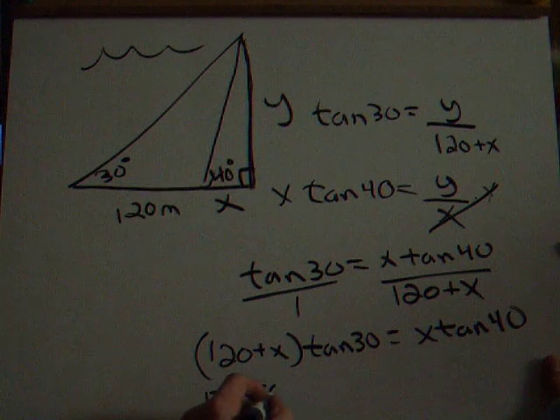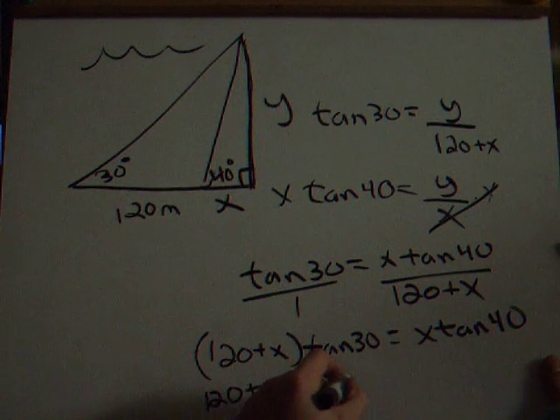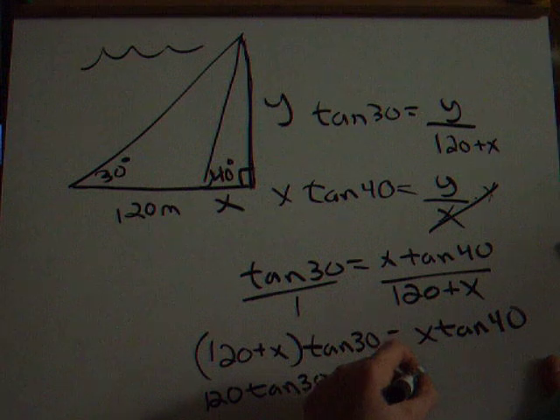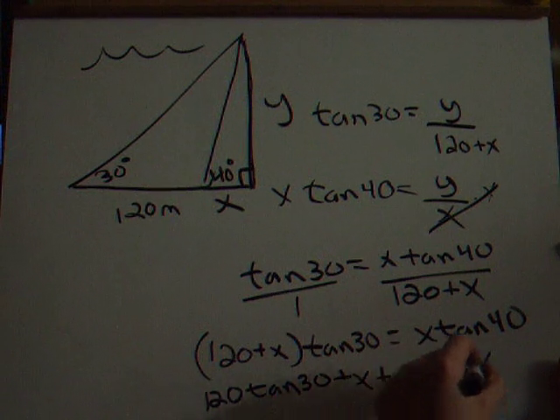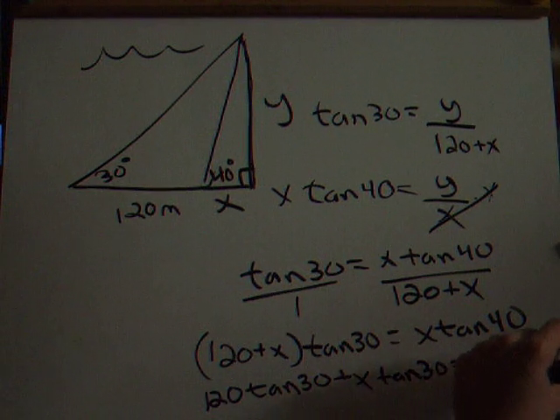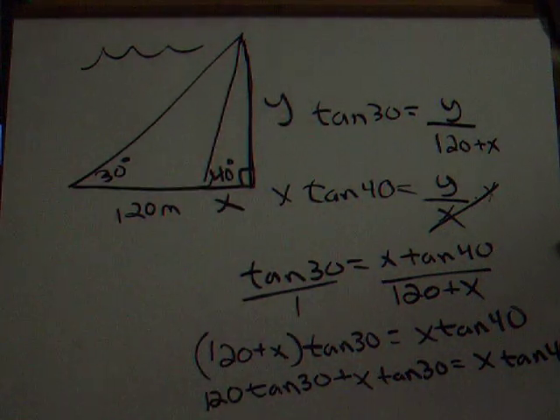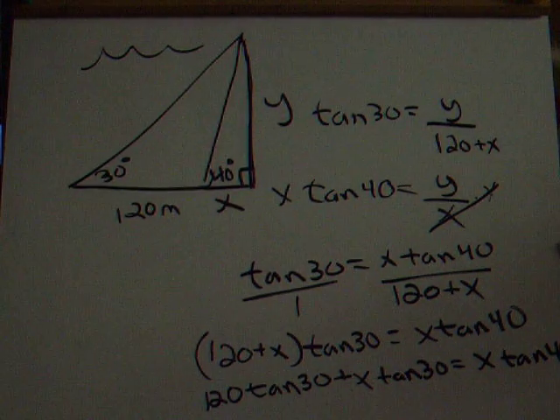120 tangent 30 plus x tangent 30 equals x tangent 40. Let me make sure that everything's still on the screen here and I'm not running you guys off in the middle of nowhere.